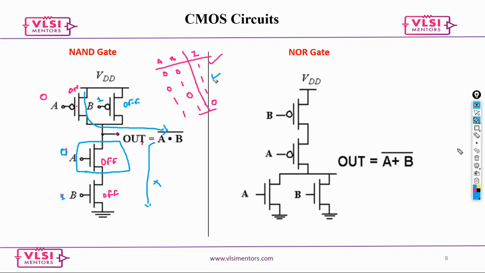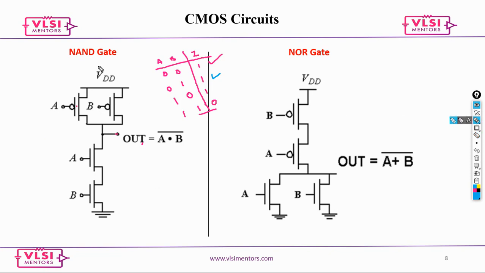Look at the next case. It is a 1 and a 0. What is it going to be? Say A is basically 1, B is 0. So remember, this is 1 and this is 0. So this is going to be off. This is on. This is on. And this is off.